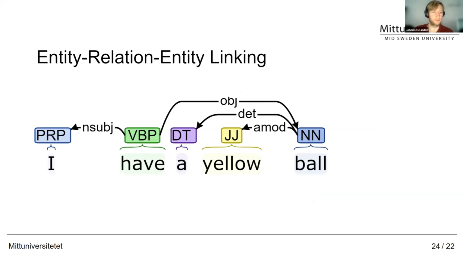And this picture, if you've worked with Stanford University models before, you've probably seen this kind of dependency tree. If we have a sentence, I have a yellow ball, we can see that have is the root word in the sentence that refers to both I and ball. And in such a way, we know that have has a relation between I and ball. And that's how we connect the relationships with the entities.